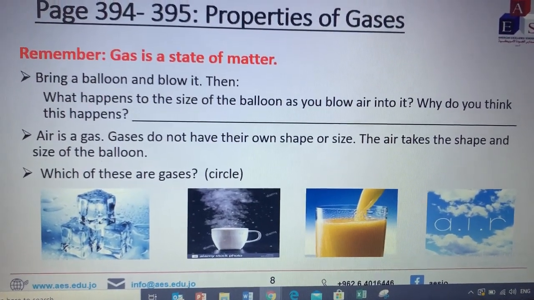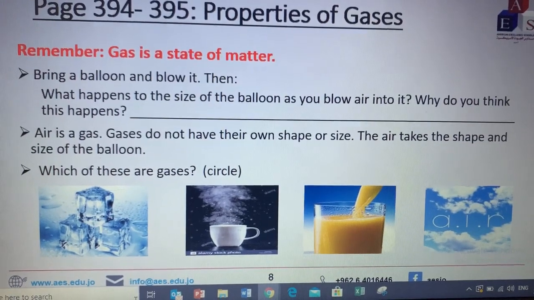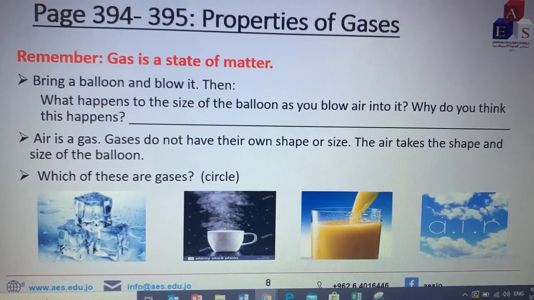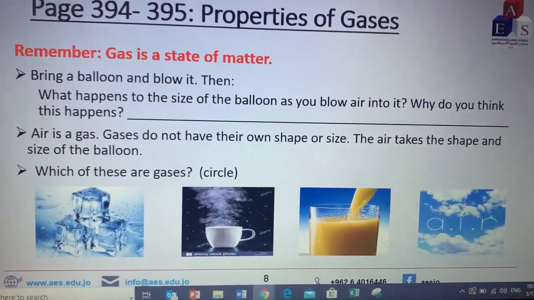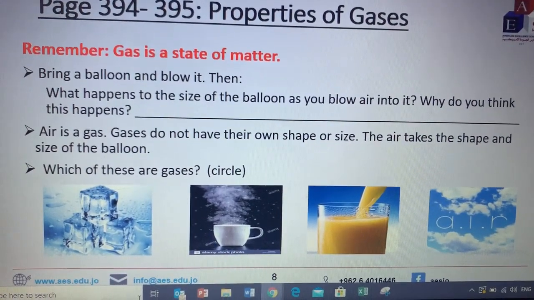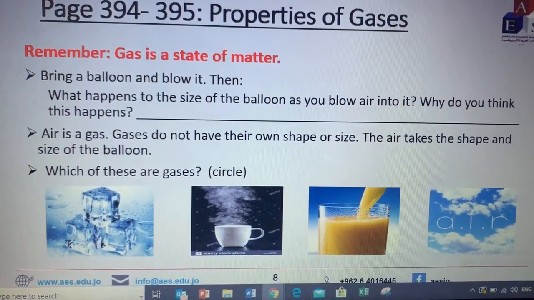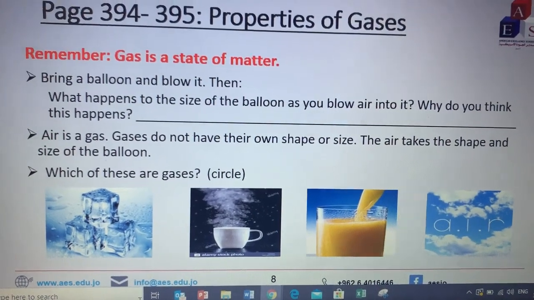Air is a gas. Gases do not have their own shape or size. The air takes the shape and size of the balloon. Which of these are gases? Which one of these pictures is a gas? Please circle the answer.